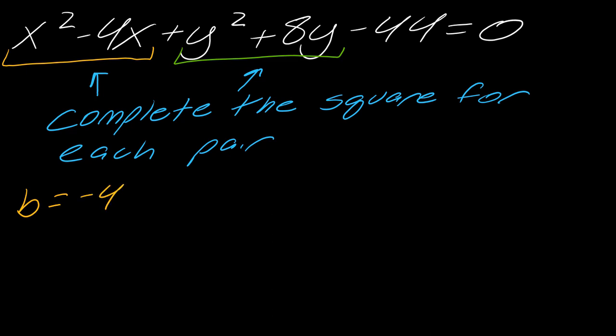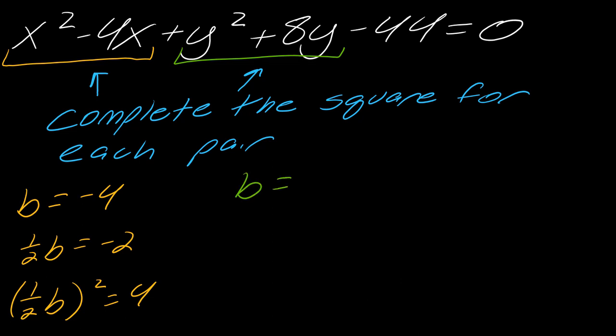And remember, this sets off a whole process. So then I have to find what my half b is, which is -2. And then I square that, so -2 squared is going to be equal to 4. Okay, and then I have to do it again for the y's.